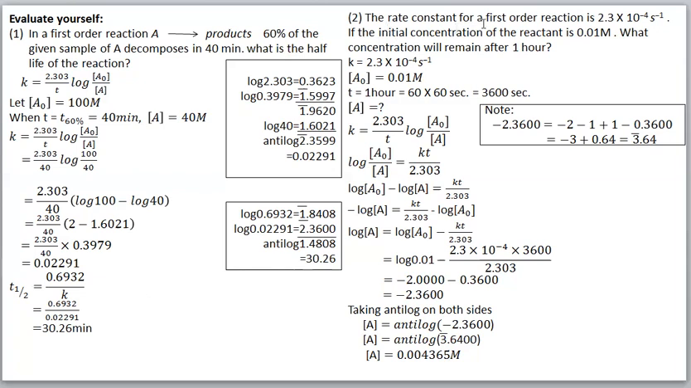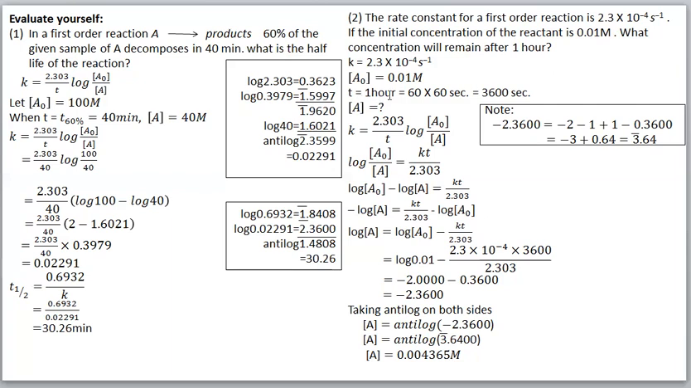The rate constant for a first order reaction is 2.3 into 10 to the power minus 4 per second. This is the rate constant. If the initial concentration of the reactant is 0.01 M, what concentration will remain after 1 hour? See, first the rate constant value is written. Here, initial concentration is given. That one we can write as A0, initial concentration 0.01. Time is given here, 1 hour.